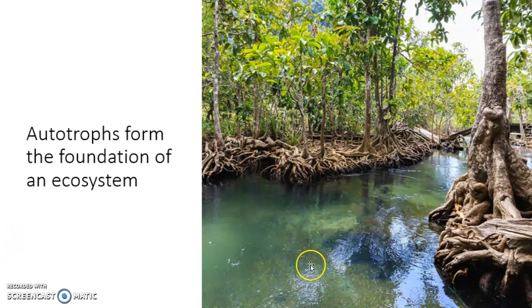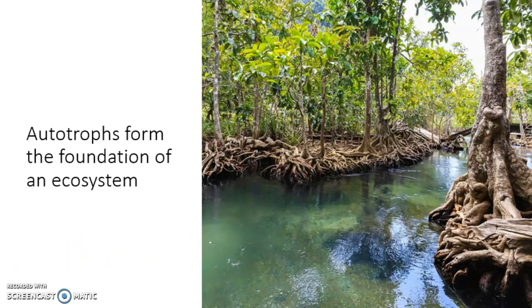So in this waterway, we're going to have some algae, which will be fed on by small species, which then start food chains and food webs that support this whole ecosystem that you see here. The same is true for plant species around the waterways here. So autotrophs form the foundations of ecosystems.